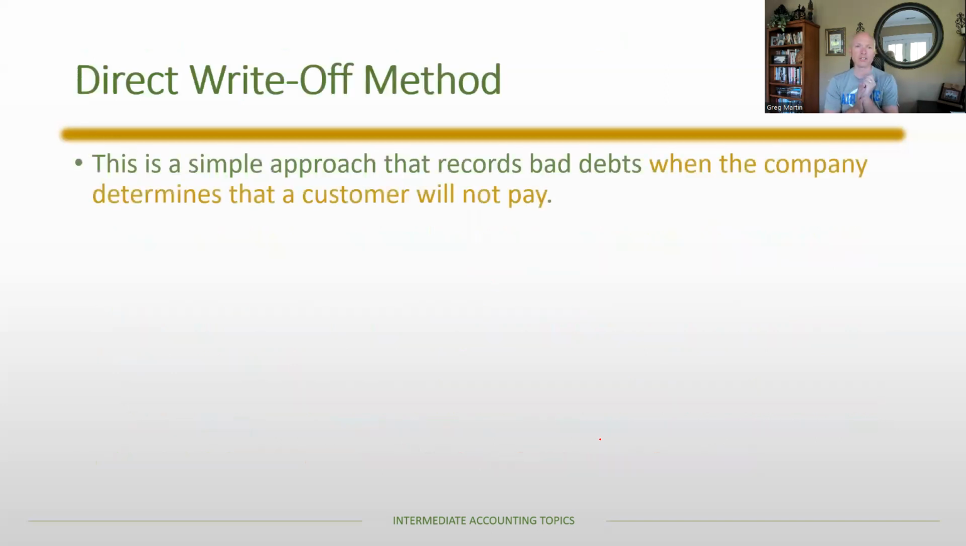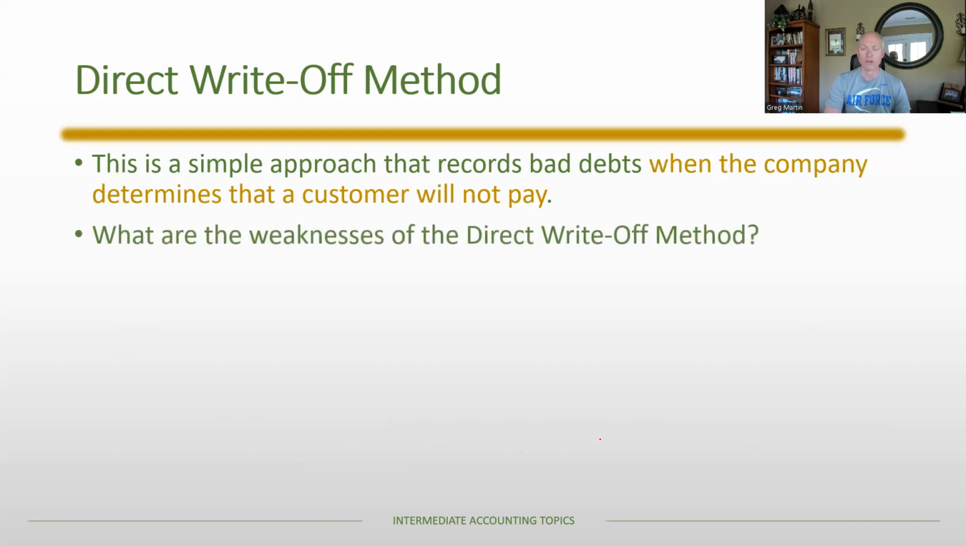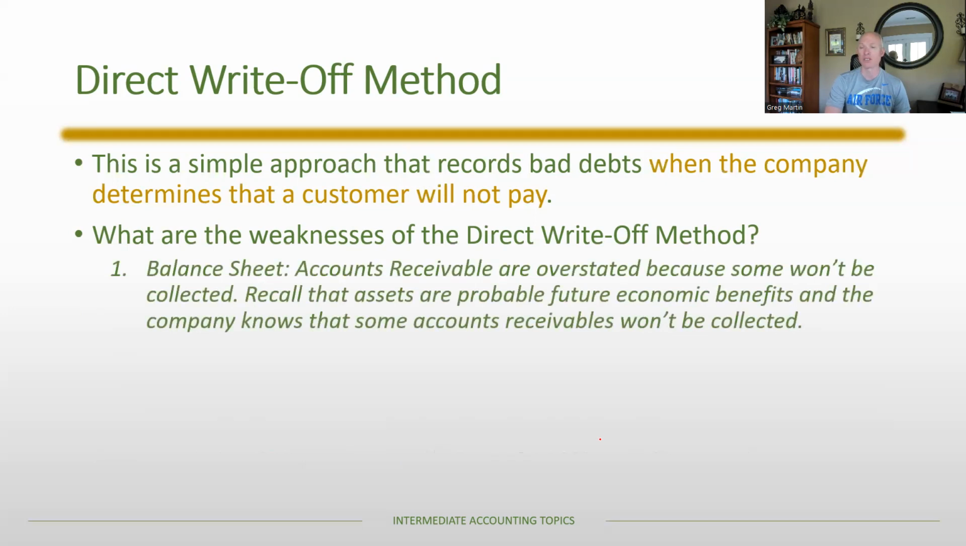All right, so let's at least quickly walk through the direct write-off method. It's very simple. It basically means whenever you determine that a customer is not going to pay, you record the bad debt expense at that point in time. So what's the weakness of this? The big thing is the balance sheet.